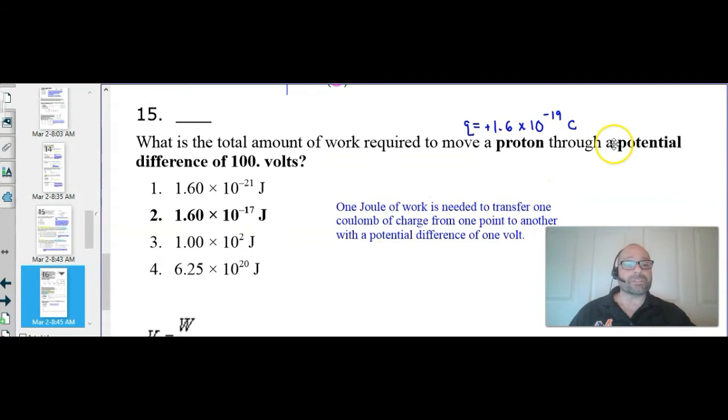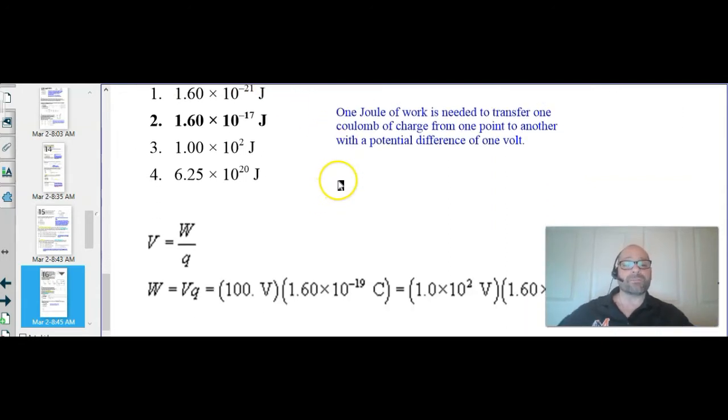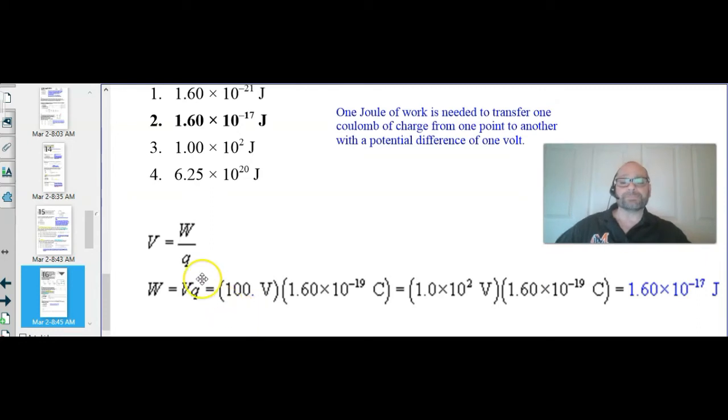So the potential difference, that's the V for volts, and it's 100 volts. When we look at the math, it's very simple math. We go to the standard definition of potential difference, which is the work done in moving a unit charge through an electric field. We solve this for W. So you have VQ or QV, depending on which text you're using, 100 volts times the actual charge, and when you multiply that out, you get 1.6 times 10 to the negative 17th joules.